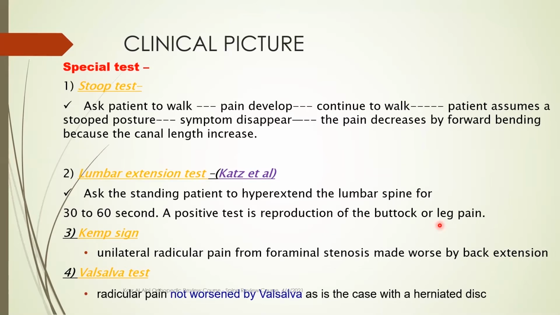Symptom will disappear. Lumbar extension test. So extend the patient's lumbar spine for 30 to 60 seconds. A positive test is reproduction of buttock or leg pain. Kemp sign is unilateral radicular pain from foraminal stenosis made worse by back extension. Valsalva test does not worsen the radicular pain as in the case of herniated disc.